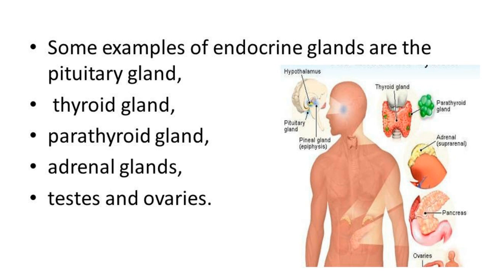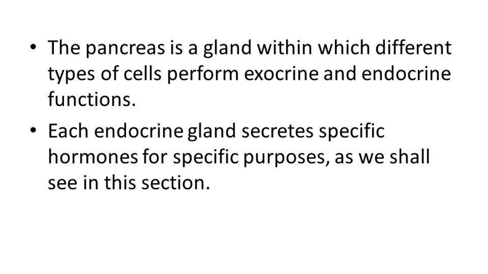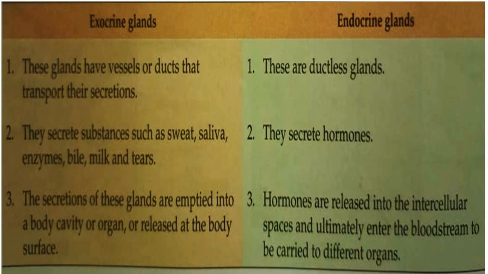The pancreas is a gland in which different types of cells perform exocrine and endocrine functions. Each endocrine gland secretes specific hormones for specific purposes. Now the difference between exocrine and endocrine glands. Exocrine glands have vessels or ducts that transport their secretions. But endocrine glands are ductless glands.